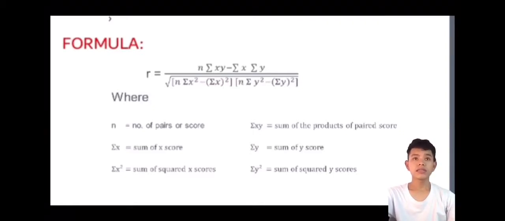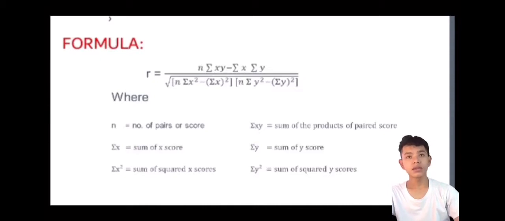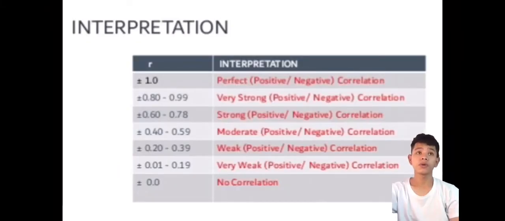Okay, so isa-isahin natin. So n stands for the number of pairs of scores, and the summation of xy is the sum of the products of paired scores, and the summation of x is the sum of x scores, and the summation of y is the sum of y scores. Okay, and sa baba may the summation of x squared is the sum of squared x scores, and yung isa ay the summation of y squared is the sum of squared y scores. How we are going to interpret.